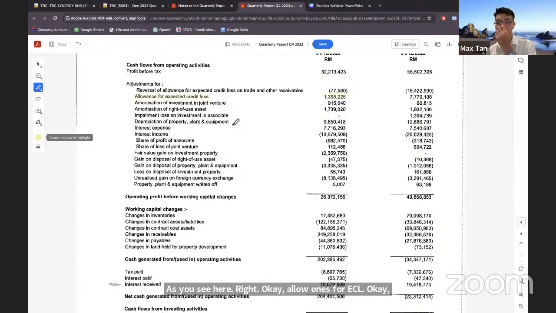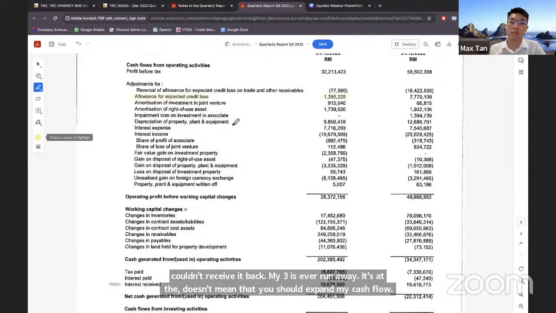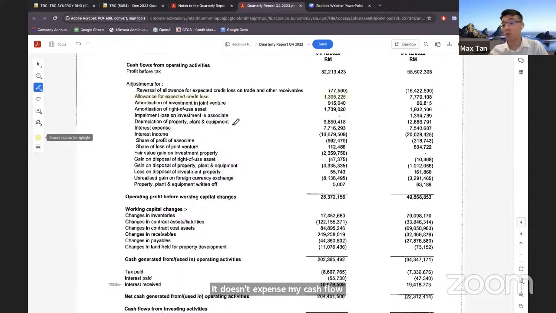Looking back into the example I had just now, my friend comes to my restaurant, makan, and he leaves. Then I expect he won't pay me back, so I have an allowance or ECL. So this is something that I should put into my profit and loss, that I expect this sum is a total loss, right? I couldn't receive it back. My trade receivable ran away. It's an allowance, but it doesn't mean that it should expense my cash flow. It doesn't expense my cash flow at the moment because I didn't actually lose the cash.